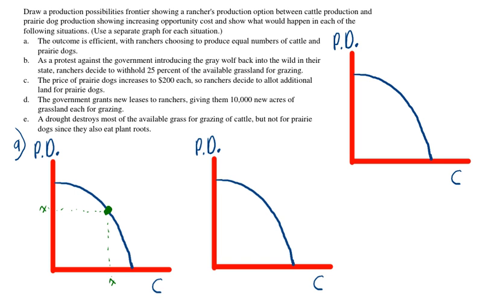All right, now, as a protest against the government introducing the gray wolf back into the wild. So maybe the government's protected wolves. So now they're living near these farms, and farmers are afraid of them attacking the prairie dogs and the cattle. So I don't know how this is going to hurt the government, but ranchers decide to withhold 25% of the available grassland for grazing. All right.